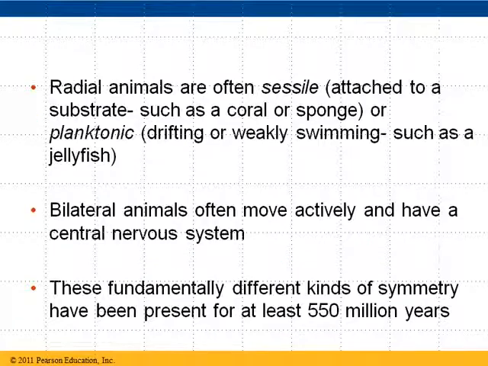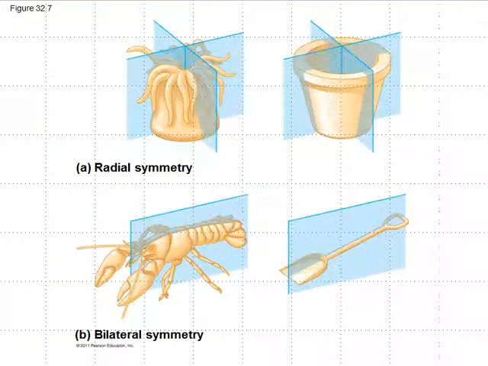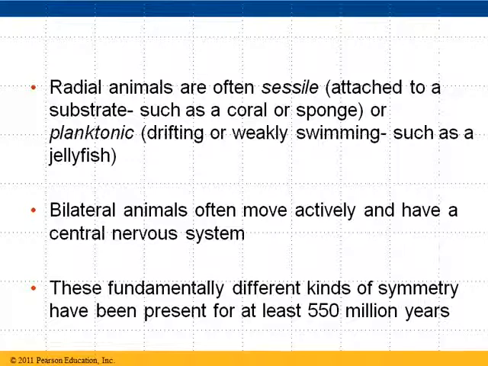Animals that have radial division, radial animals, are often sessile. Sessile means that they are either attached to a substrate or they're non-moving. So radial animals such as coral, or an animal that has no particular symmetry at all, such as a sponge, would often be sessile. Or planktonic. Planktonic means that they do move around, but you wouldn't call them strong movers or swimmers. They basically drift or weakly swim, such as a jellyfish.